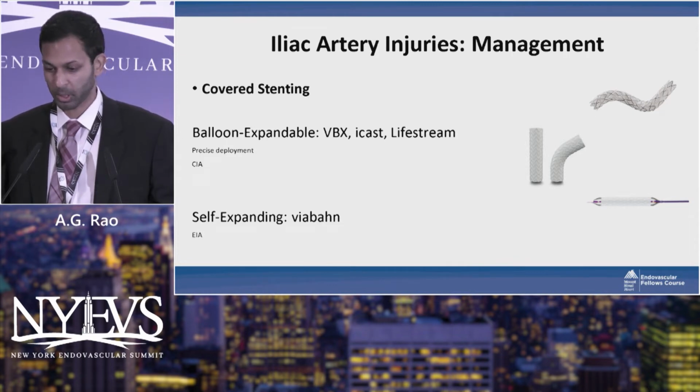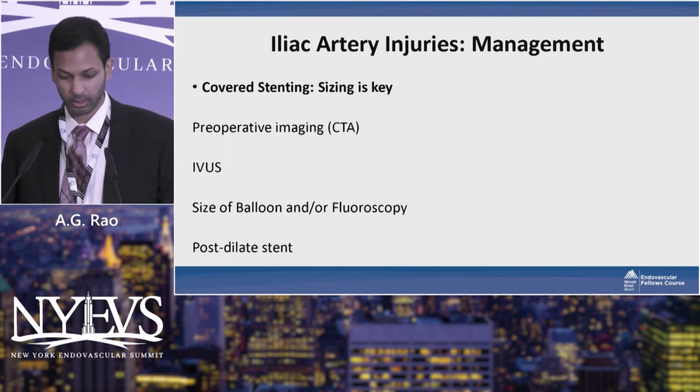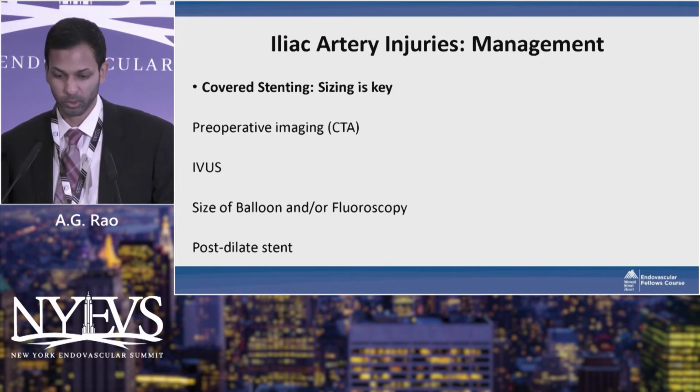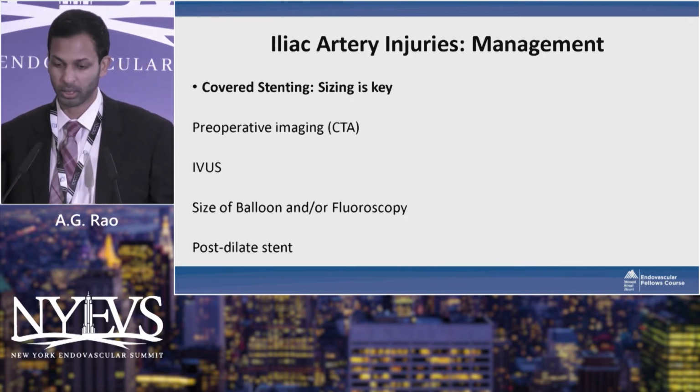And there's a couple on the market. For the external iliac, if you rupture there, sometimes I prefer self-expanding covered stents, so a Viabahn is a good option. And as we've been alluding to throughout the conference and this morning, sizing is really key here, because you don't want to undersize, as you're not going to seal the bleed or injury, but you also don't want to oversize and then propagate your injury proximal or distal to the stent.